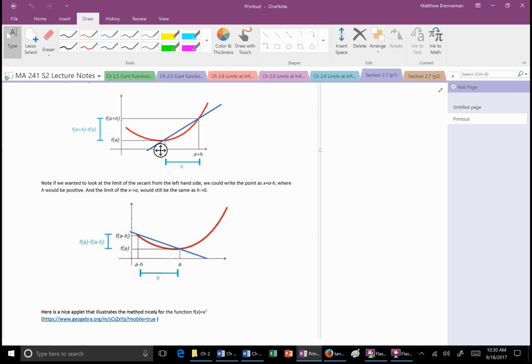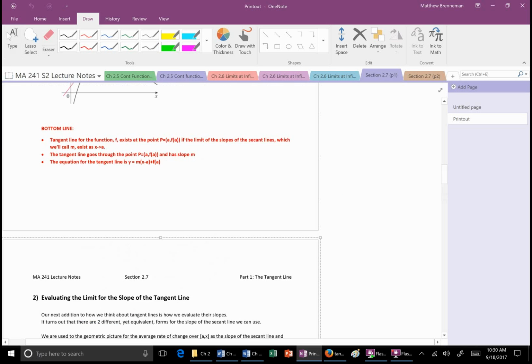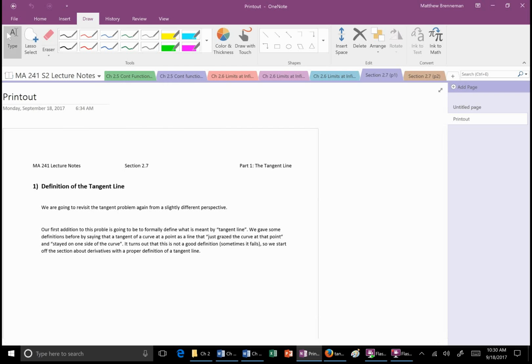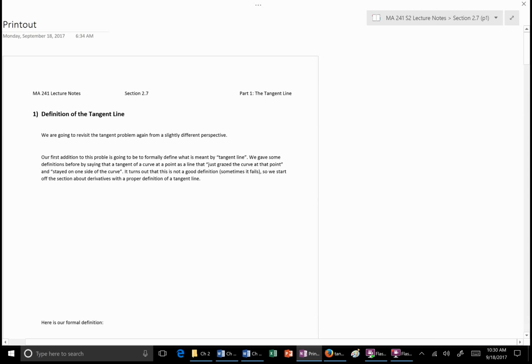We're coming back to tangent lines. And you might say, oh, we've done tangent lines. But there's something a little subtle about tangent lines. How did you define a tangent line? Does anyone remember? What did you say a tangent line was?